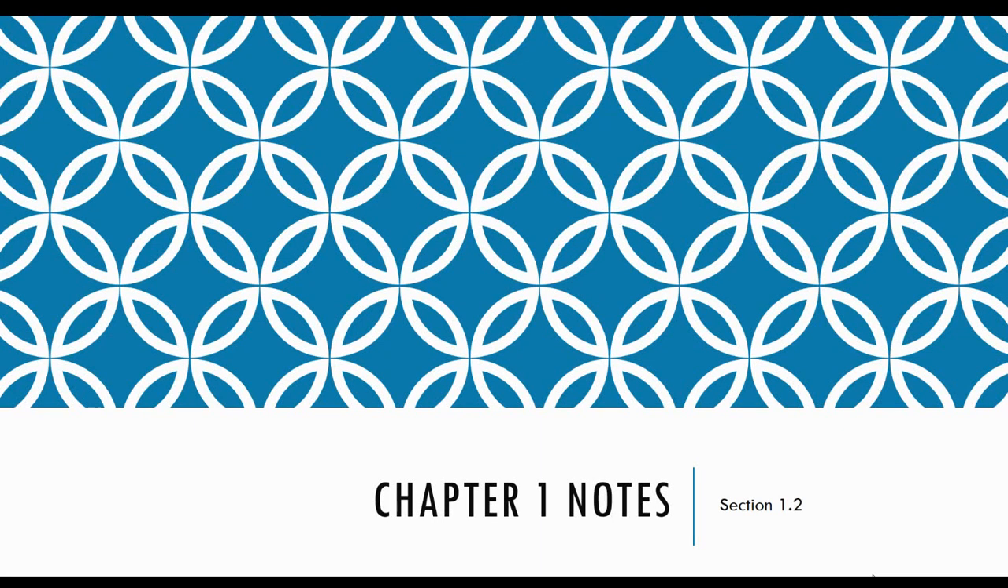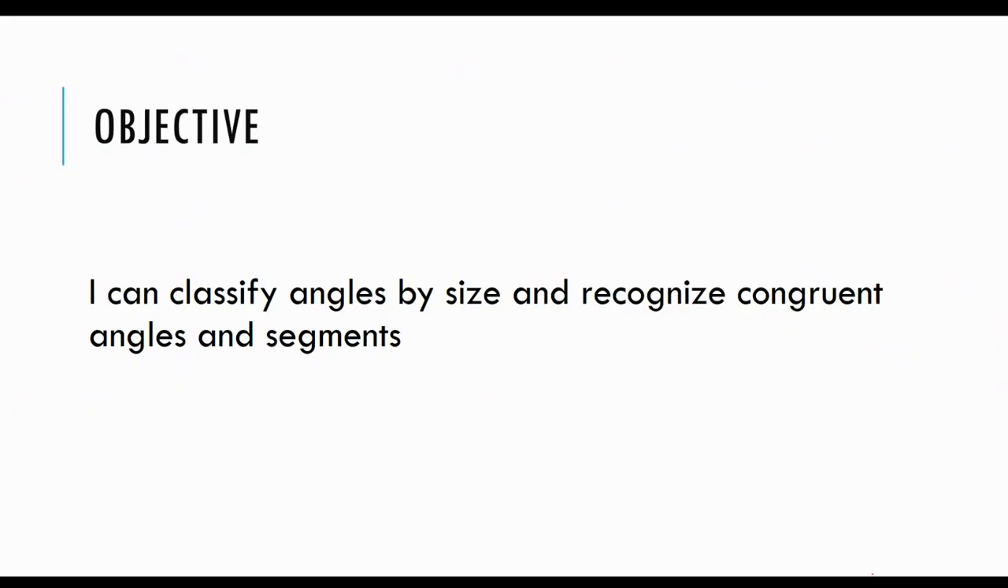Today we're going to continue with Chapter 1 in Geometry. We're looking at Section 1.2. So today we are going to be classifying angles by size, and then we are going to recognize congruent angles and segments. So once again, we are going to continue by looking at more vocabulary, looking at any specific notation that goes along with that vocabulary, as well as then doing some practice problems.